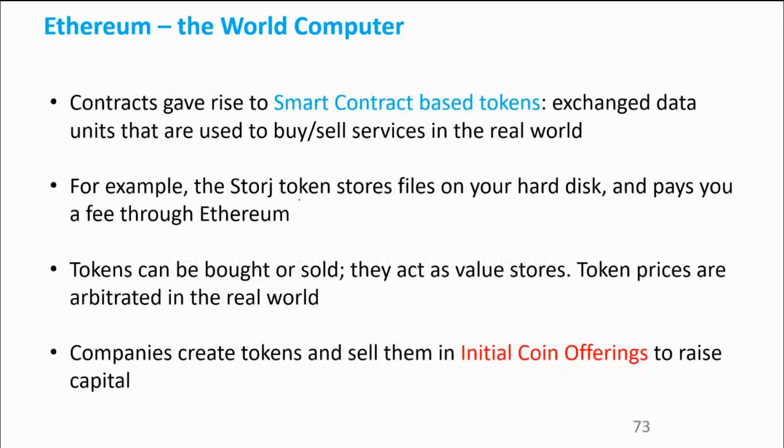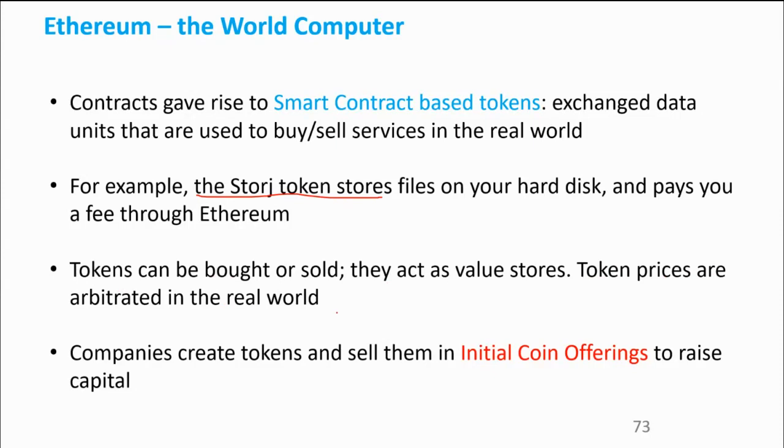So smart contracts, when they became available, people started to create smart contract-based tokens. These tokens are exchange data units that are used to buy or sell services in the real world. For example, the storage token stores files on your hard disk and pays you a fee through Ethereum. So in a sense, you open your dead storage, empty storage to other people. Tokens can be bought or sold, and they act as value stores. Token prices are arbitrated in the real world.